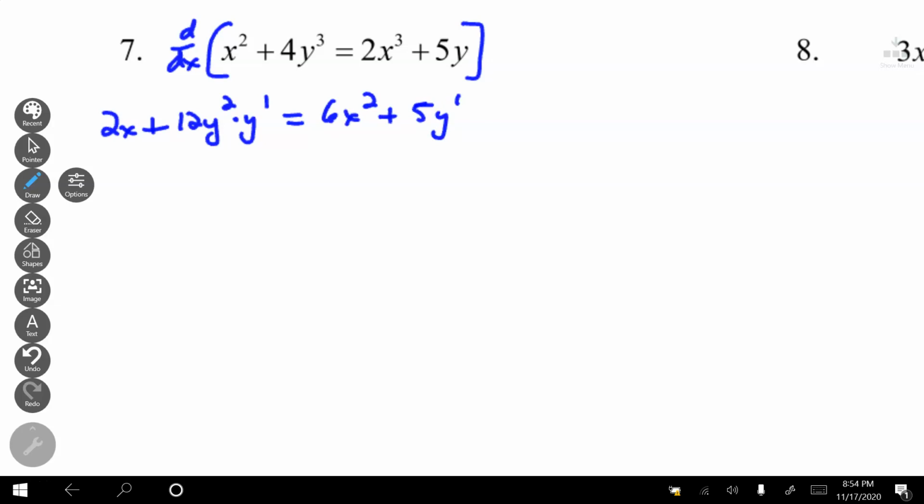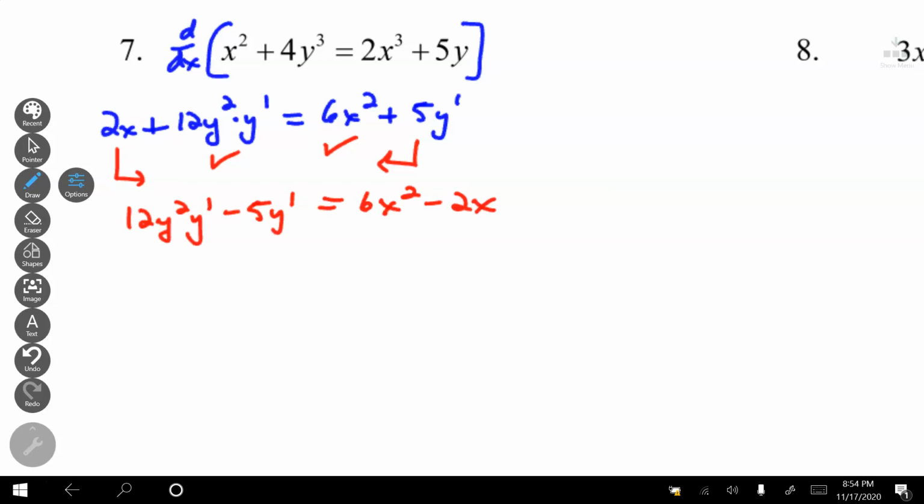Now I'm going to reorganize. I like to put all my y primes on the left. It doesn't matter. As long as you're consistent, it doesn't really matter. So in my view, does this have a y prime? No, he's going to move to the right. This has a y prime, he stays on the left. Does this have a y prime? No, so he stays on the right, and this has to move to the left. And when I reorganize everything, I get 12y squared y prime minus 5y prime is equal to 6x squared minus 2x. That's me just reorganizing everything.